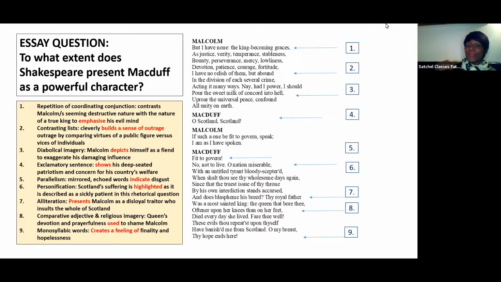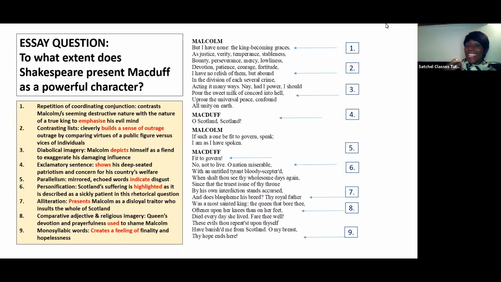Then you can see Macduff's strength. He says, "Oh, Scotland, Scotland." He doesn't think about himself. So the repetition and the exclamatory sentences show this deep-seated patriotism, his concern for his country's welfare before his own. And then Malcolm says, am I fit to govern? He says, "Fit to govern, no, not to live." So the parallelism, the fact that he's echoing Duncan's words, "fit to govern," is showing that disgust. He's dismissing him. Although he's the rightful heir, he's saying he's not the right person to be on the throne because he doesn't have these virtues of selflessness.